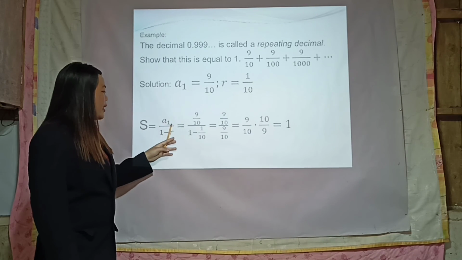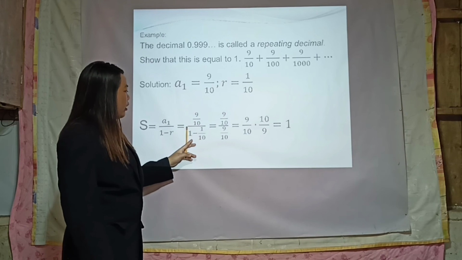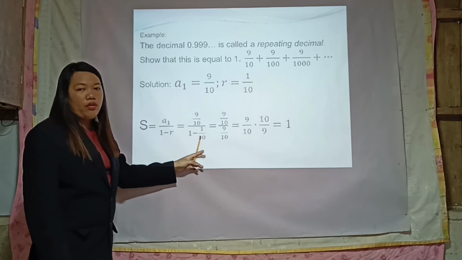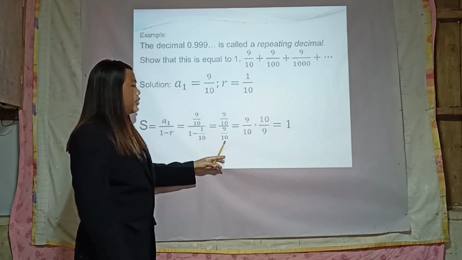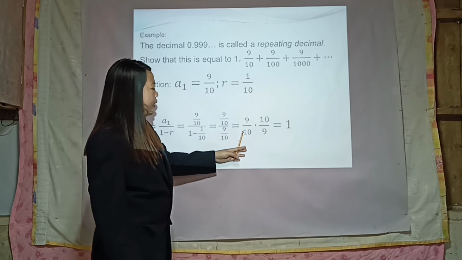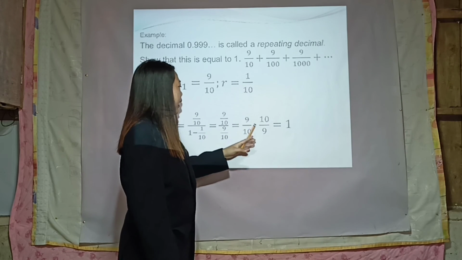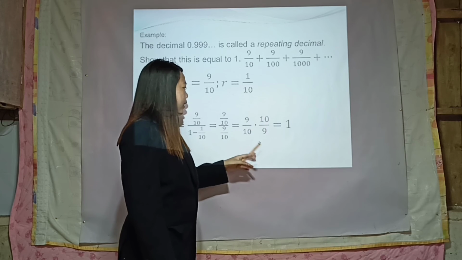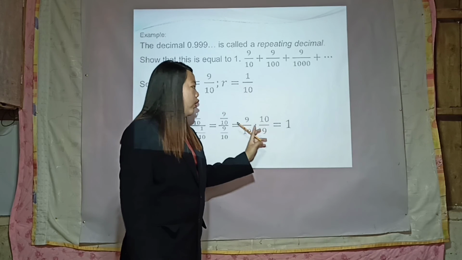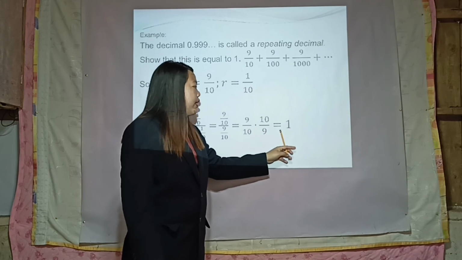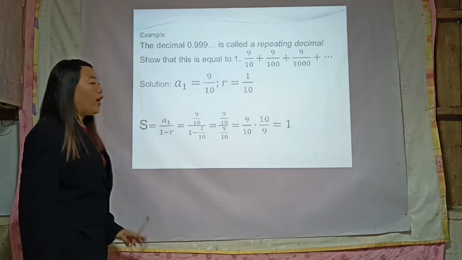So S is equal to a sub 1 over 1 minus r is equal to 9 over 10 all over 1 minus 1 over 10 is equal to 9 over 10 all over 9 over 10. So as we reciprocal to cancel out, so it becomes 10 over 9. So, cancel out 9 into 1, then 10 also into 1. Therefore, 1 times 1 is 1, and 1 times 1 is 1. Therefore, 1 divided by 1 is equal to 1.